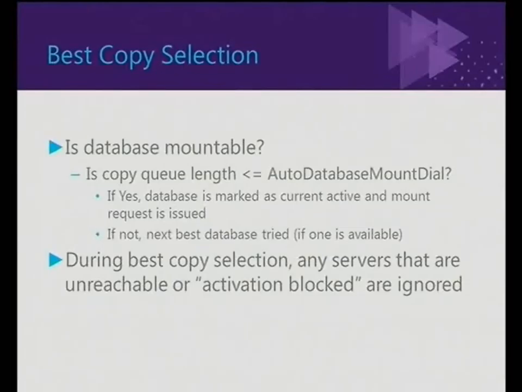If the answer is no, we're outside the dial range, then Active Manager will try the next available copy in that sorted list, assuming there is one. If there isn't one, it's game over at that point and an admin has to intervene. But if there is another one in the list, Active Manager will try that next.